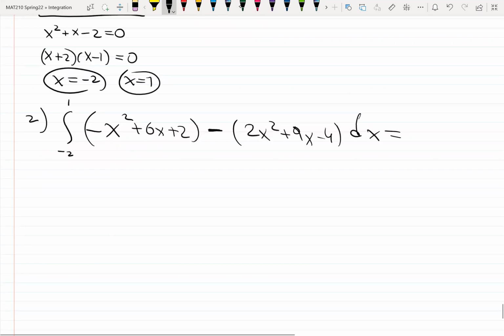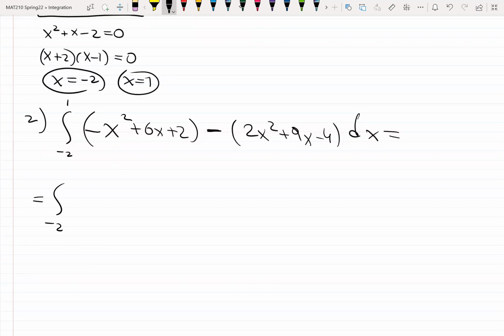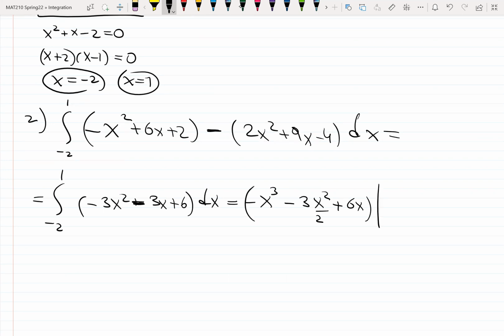Integral from -2 to 1, minus 3x squared minus 3x plus 6 dx. Integrate: minus x cubed over 3 cancels out 3, minus 3x squared over 2 plus 6x, evaluated from minus 2 to 1. Start with plugging 1 everywhere. Minus 1 minus 3 halves plus 6 minus. Start plugging minus 2 everywhere.